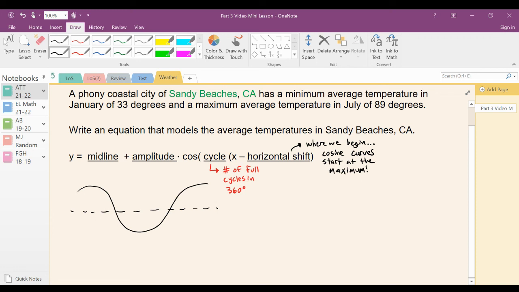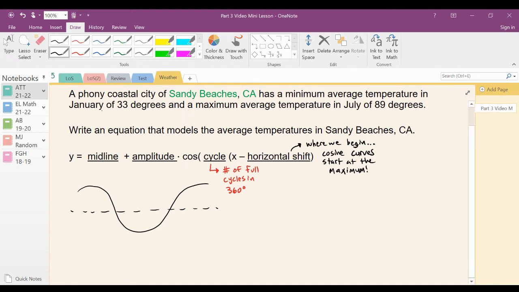All right, ATT, this is Mr. Johnson, recording a quick mini lesson for part 3 of the weather project so that you will be able to write an equation that models the temperature in any city. So we're going to look at the fake city of Sandy Beaches, California, that they provided a minimum and maximum average temperature of, and we're going to write a cosine equation for this city in California. So let's look at it to start.